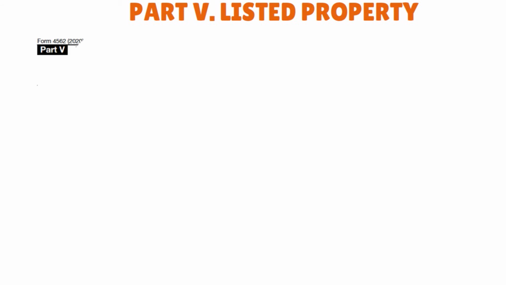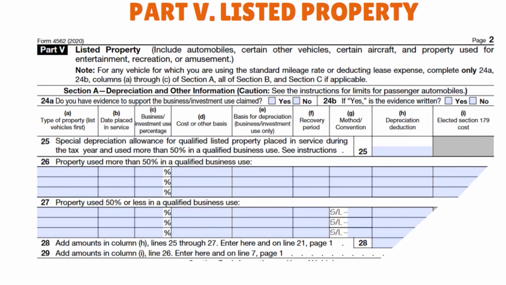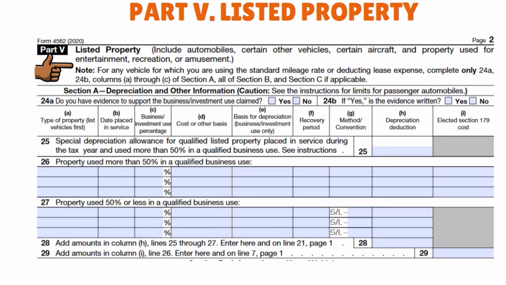Now let's talk about part 5, listed property. So what is listed property here? It's everything from cars, certain other vehicles, certain aircraft, and property used for entertainment, recreation, or amusement. Now, it's very important to note that for any vehicle for which you are using the standard mileage rate or deducting lease expense, you need to complete only 24A, 24B, columns A through C of section A, all of section B, and section C if applicable. We're showing this to you on the screen right now, part 5.